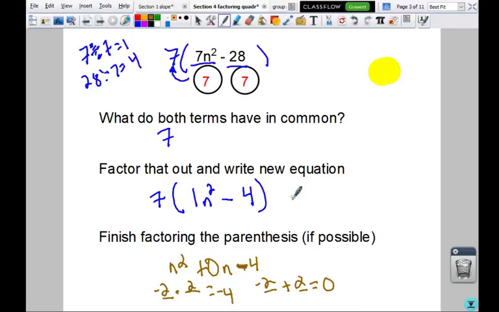So, my answer here now is I still have this 7. And I'm going to split my parenthesis up into 2 smaller ones. I'm going to go n minus 2 and n plus 2. This was a sneaky problem. You're not going to have very many like this, but you might have 1 or 2. So keep that in mind.